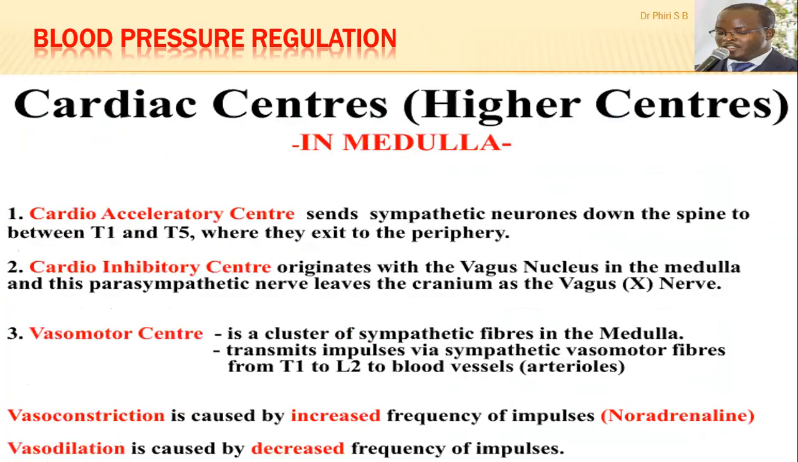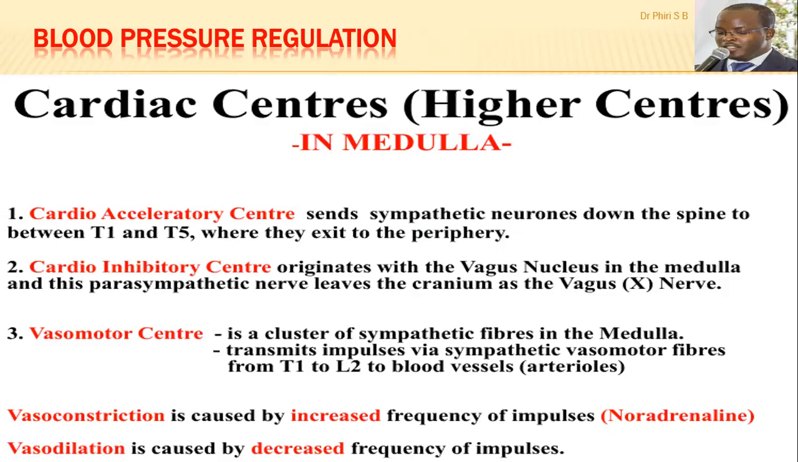There are centers that are involved because you're talking of the autonomic nervous system. So you have centers within the medulla. These centers are the cardio acceleratory center and the cardio inhibitory center. So there are two centers. The cardio acceleratory center is going to stimulate the heart rate via the sympathetics. Then you have the cardio inhibitory center that will inhibit the heart rate via the parasympathetics. Here you have the vagus nerve.